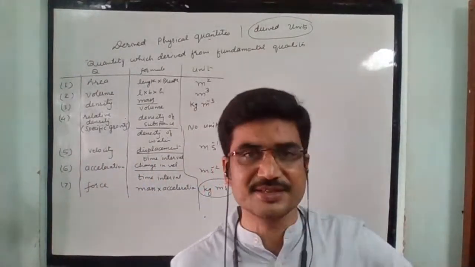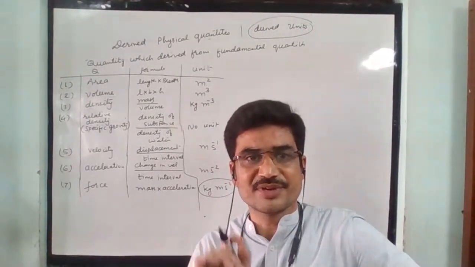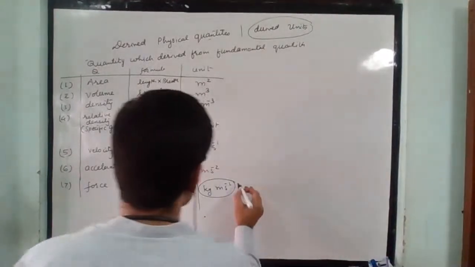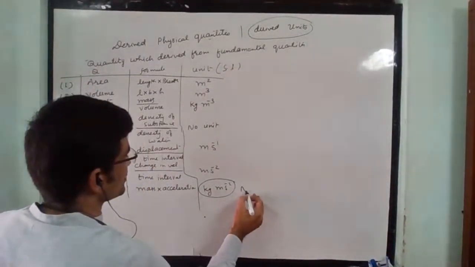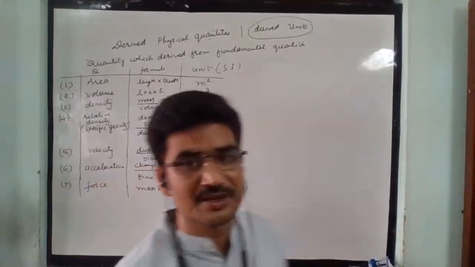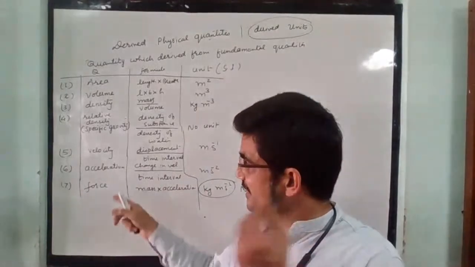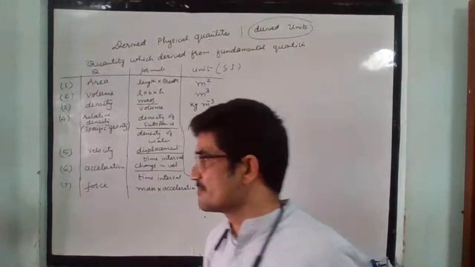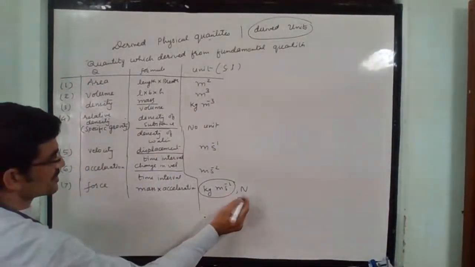But in the SI system, that unit is given a special name. The SI unit is Newton. A very specific name is given to the unit of force. Always remember, the derived form is kg meter per second square, but it's Newton.